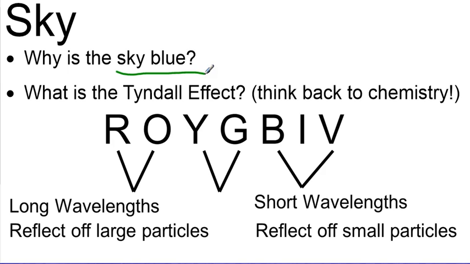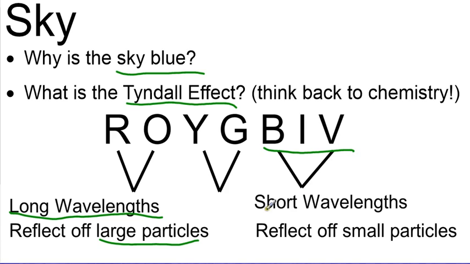For this understanding, we need to go back to chemistry with what you learned about the Tyndall Effect. The Tyndall Effect is the scattering of light based off of the size of the particles. Now, if we think of our ROY G BIV, our red and orange are going to be our longer wavelengths. The longer the wavelength, the larger the particle that it reflects off of. BIV, blue, indigo, violet are the short wavelengths. These reflect off of small particles. And then the yellow and the greens are going to be for the mid-sized particles.